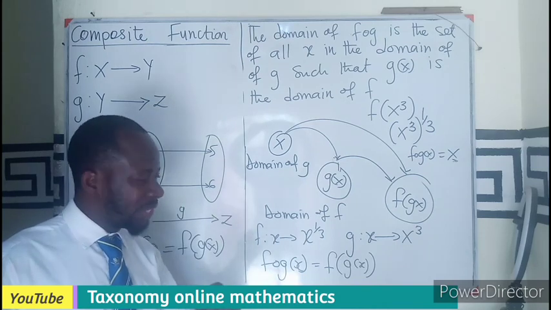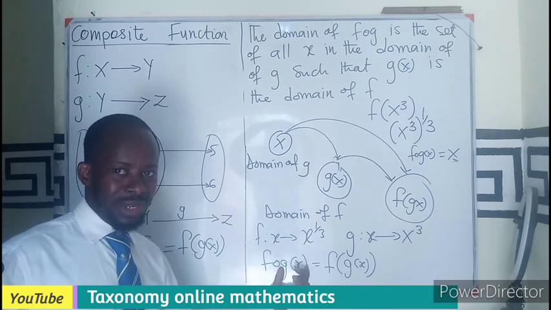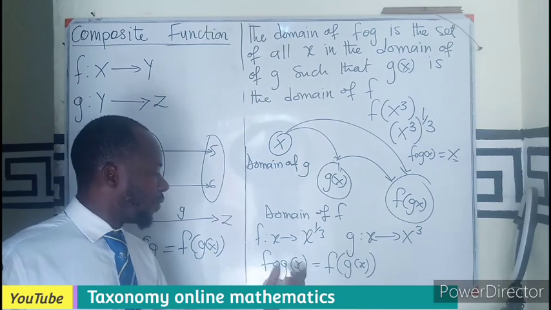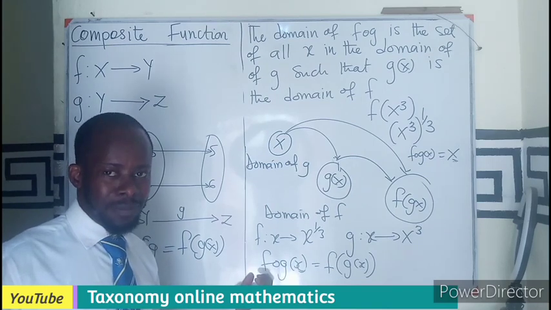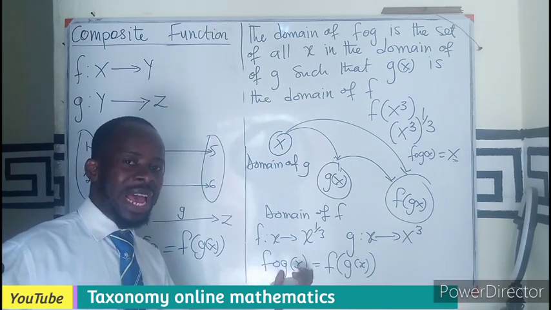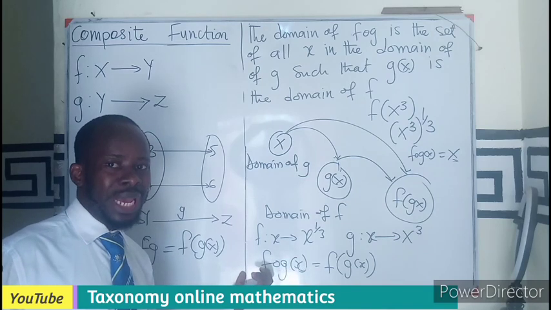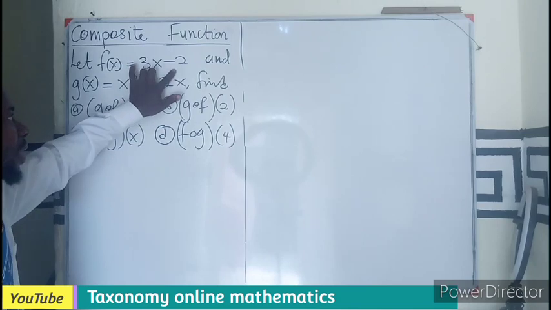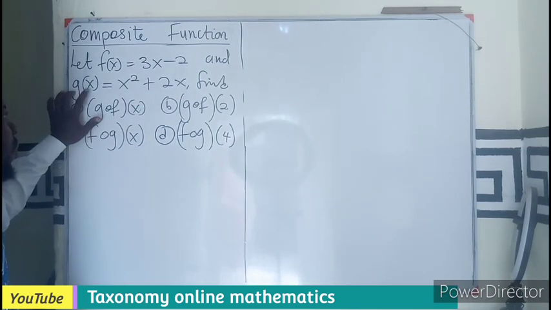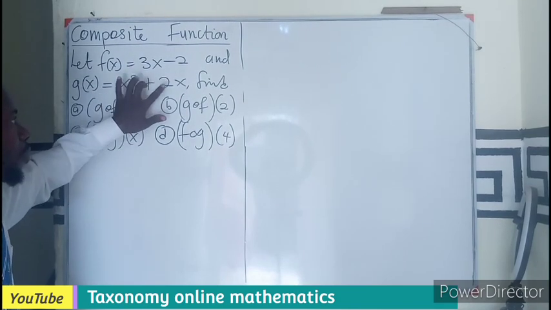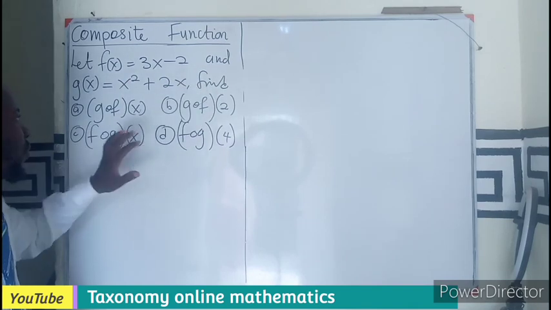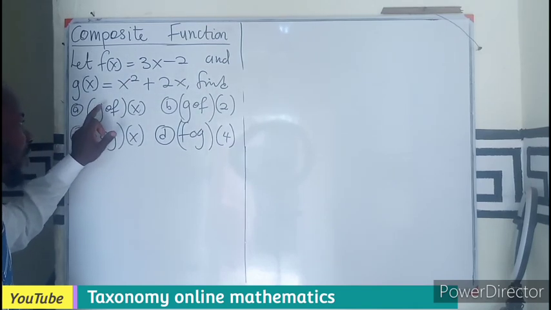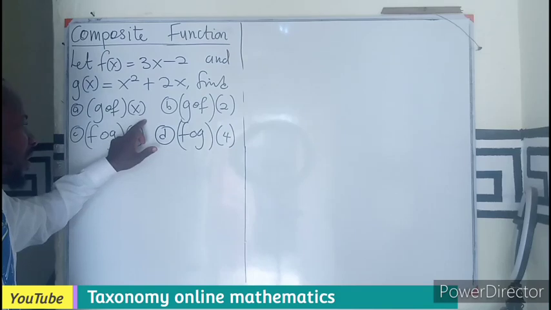So your attention is on the end. You treat the end first before treating the beginning. So we begin with the end, then we substitute into that. We are letting the function f of x as 3x minus 2. Function g of x is given as x squared plus 2x. We are to find g of f of x.